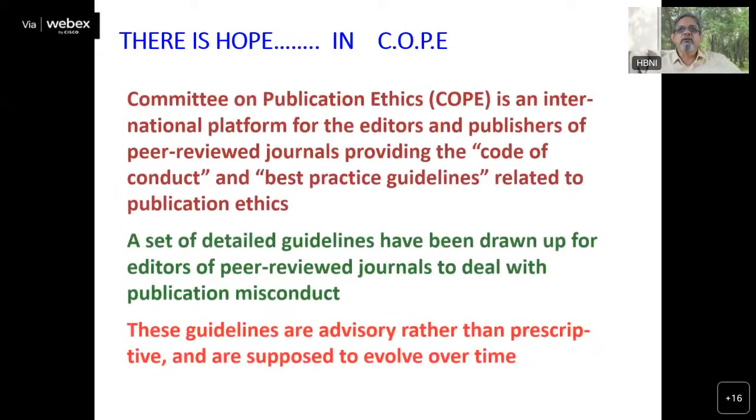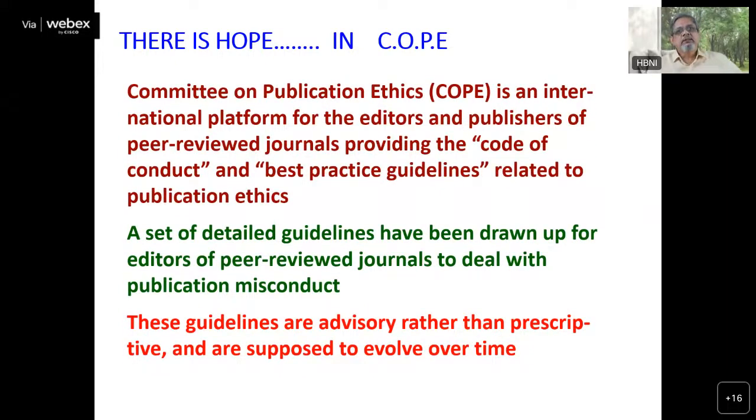So there is a hope. It's not all unknown. There is a hope in what is called COPE. And COPE is something which is termed as Committee on Publication Ethics. And what is this Committee on Publication Ethics? It's not a committee of some people at some place or something like that. So this actually is an international platform which has been formed basically for editors and publishers of peer-reviewed journals.